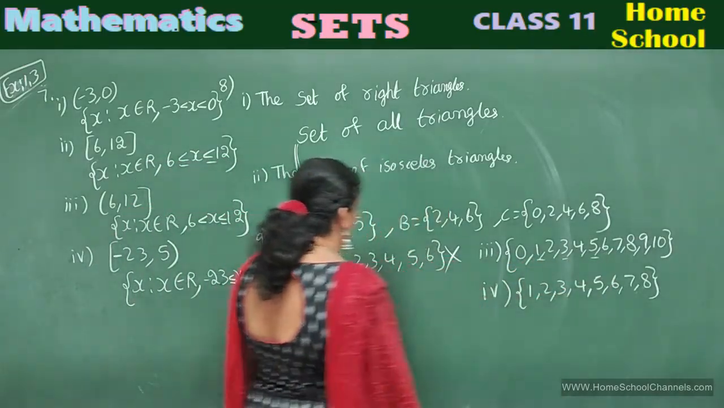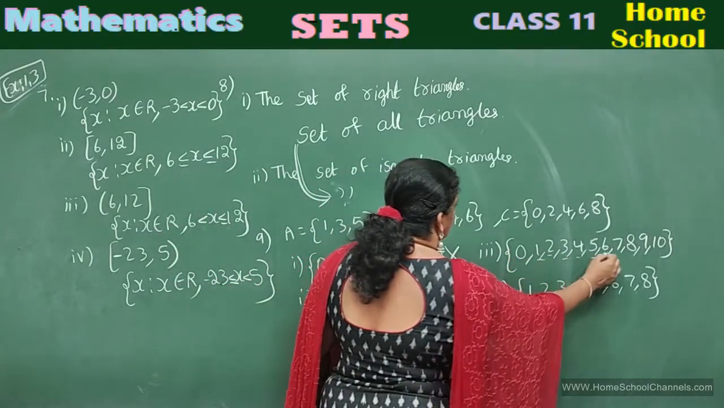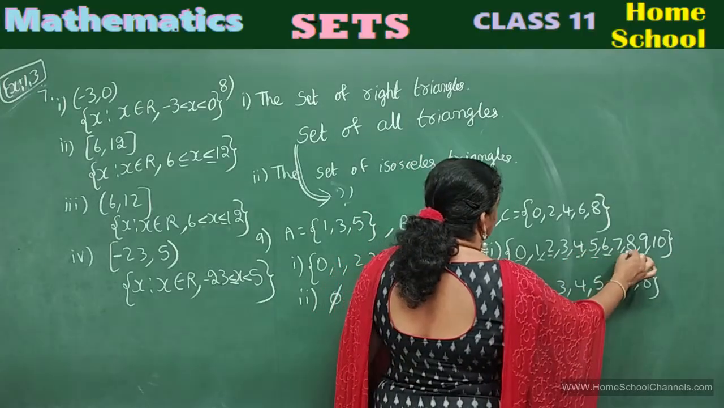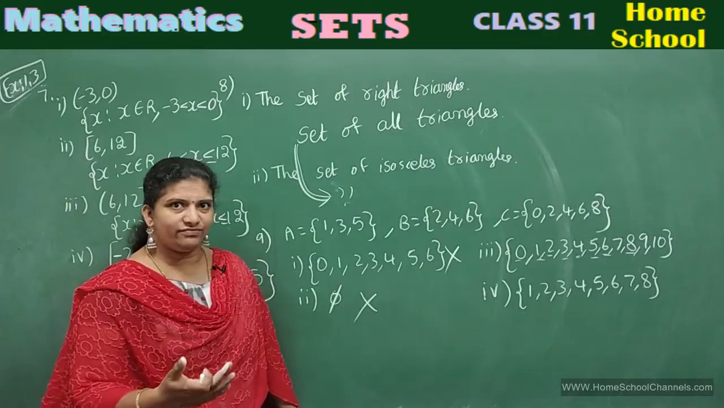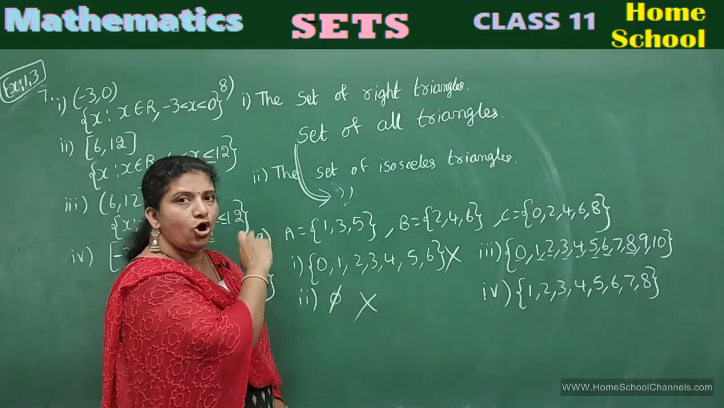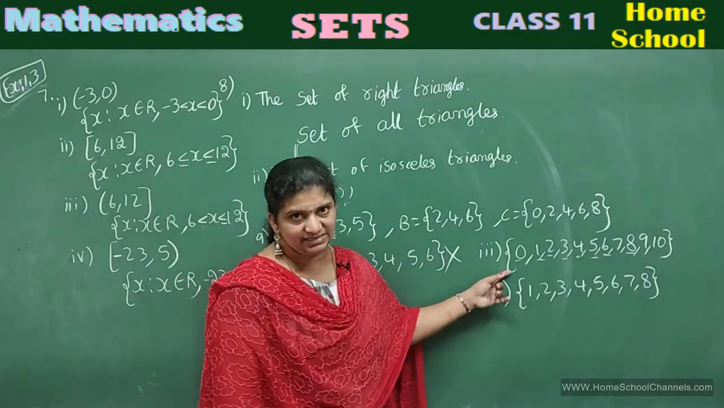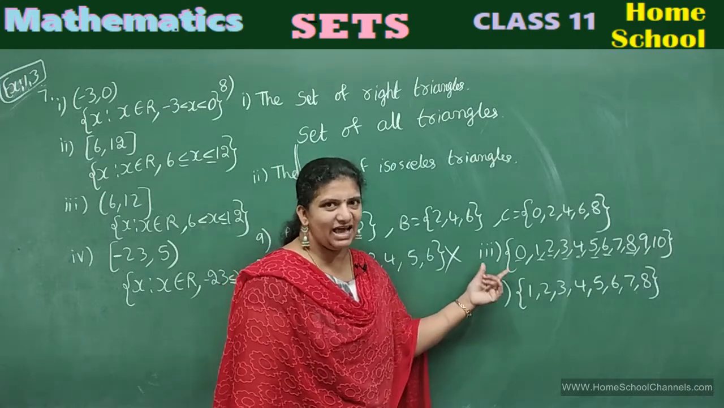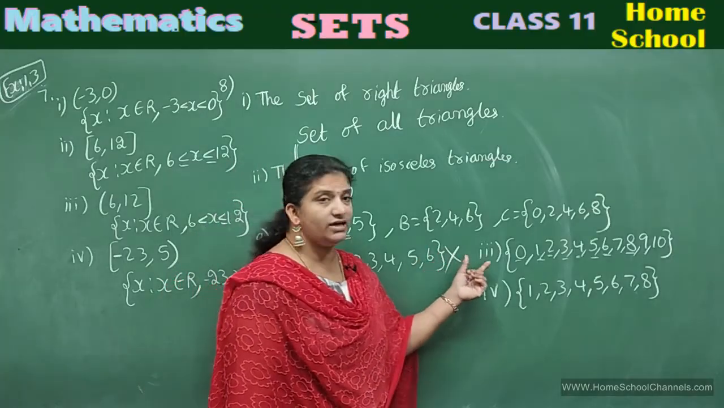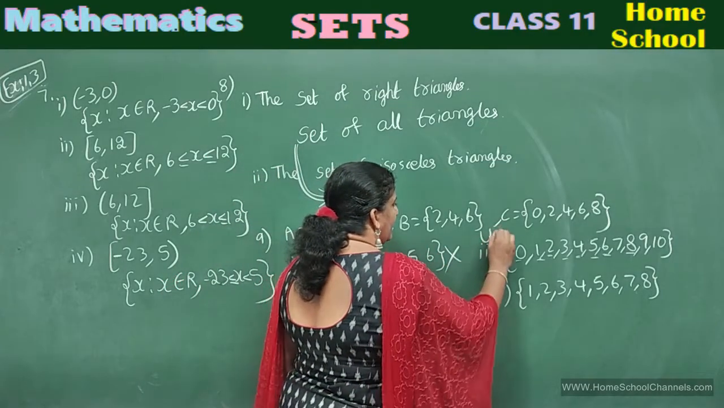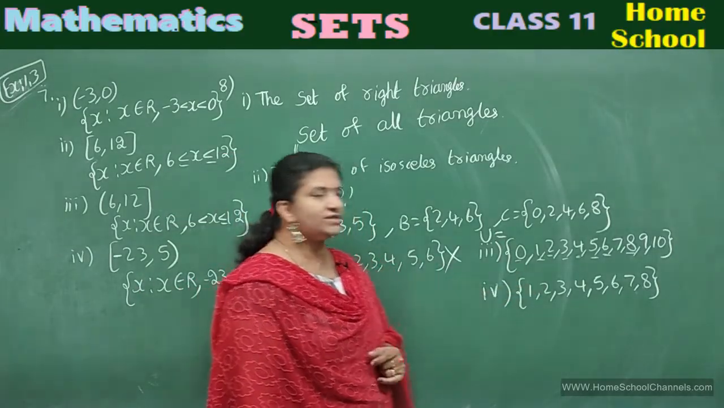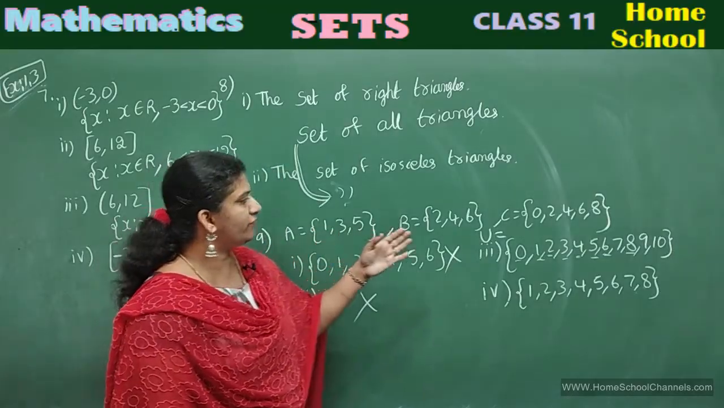Third one: 1, 3, 5 there. And B set, 2, 4, 6 there. Coming to C set, 0, 2, 4, 6, 8. Extra also you have, right? All the three sets, that is A, B, C, all the elements are present in this set. So I can consider this as a universal set. Extra elements you can have, no problem. This is called a universal set. If you want, you can check it out. Fourth one, 1, 2, 3, 4, 5, 6, 7, 8.